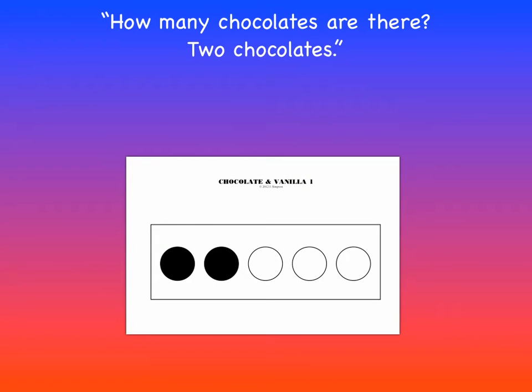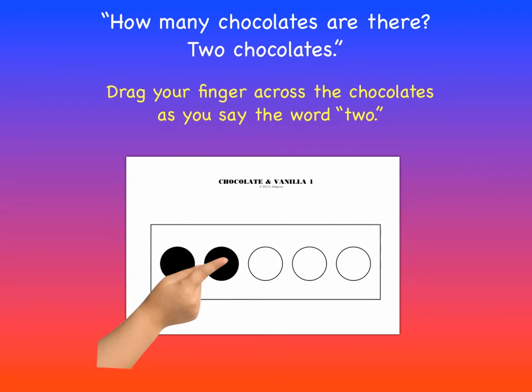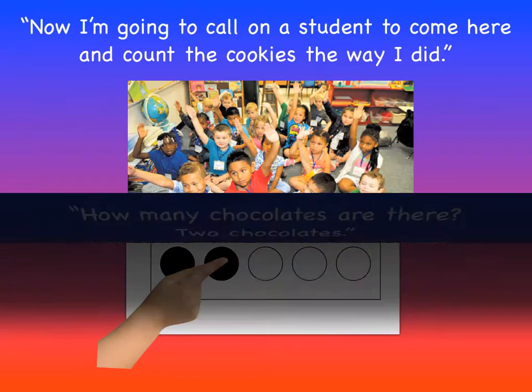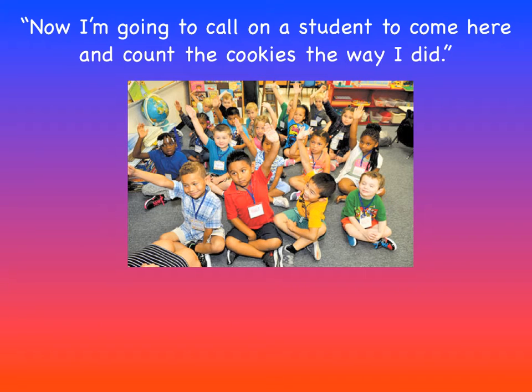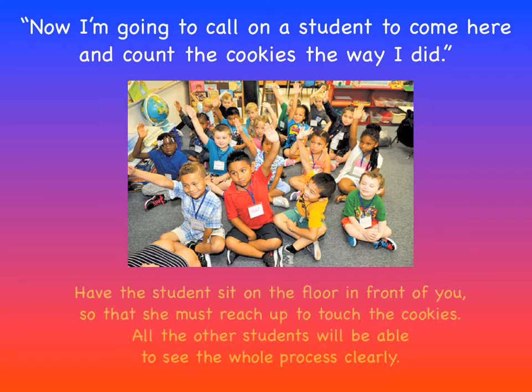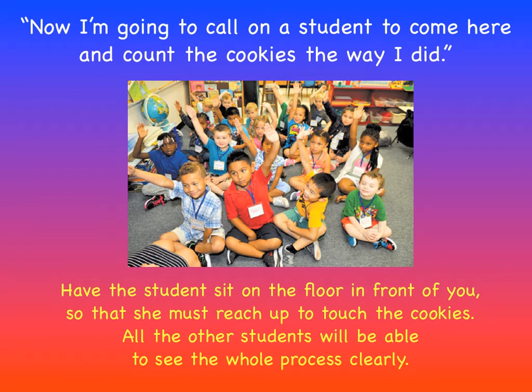How many chocolates are there? 2 chocolates. Drag your finger across the chocolates as you say the word 2. Now, I'm going to call on a student to come here and count the cookies the way I did. Have the student sit on the floor in front of you so that she must reach up to touch the cookies on your paper. All the other students will be able to see the whole process clearly.